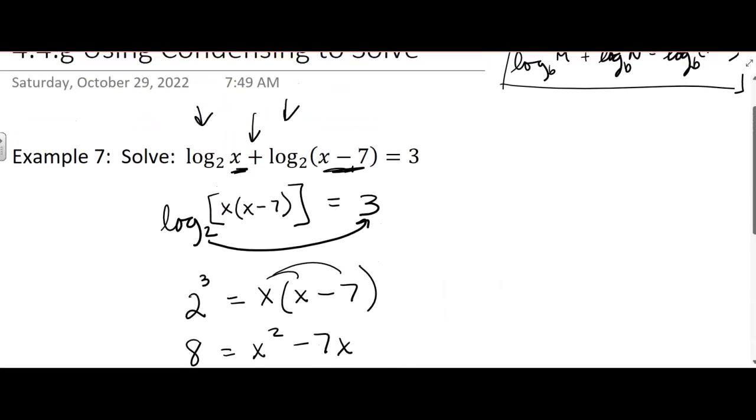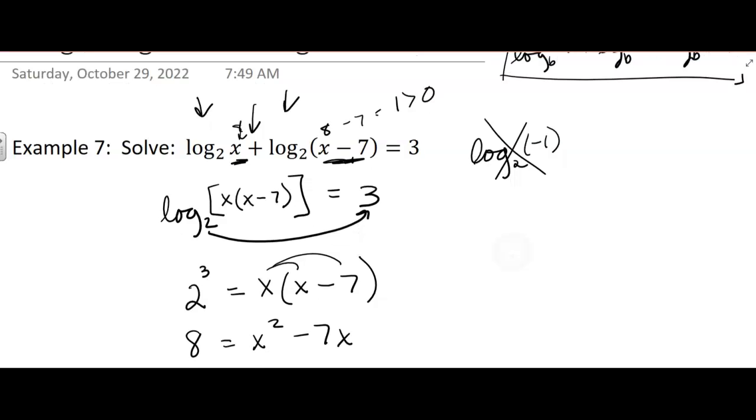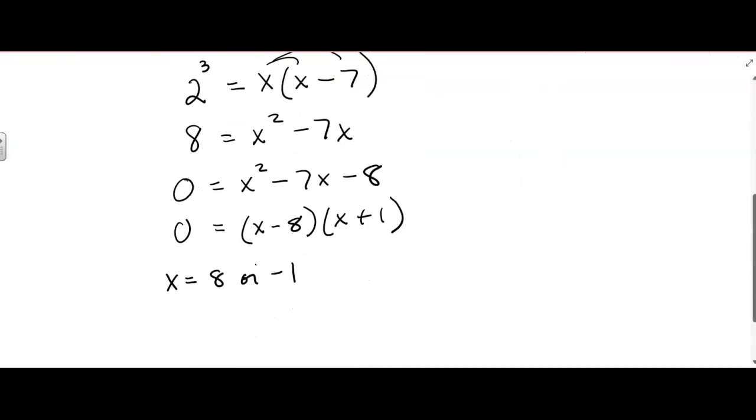Well, 8 looks okay, right? Because you have positive, 8's bigger than 0. And then over here you have 8 minus 7, which is 1, and that's greater than 0. So 8's okay. But what happens if I put in a negative 1? Well, right away I can't have that. So I don't have to go to the other part. I'm getting a negative argument. So that doesn't work. Okay.